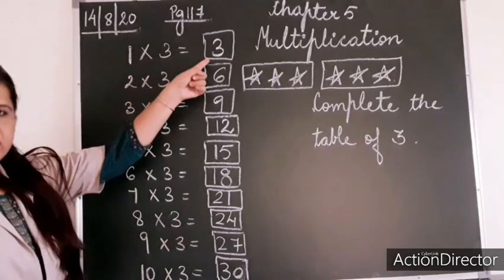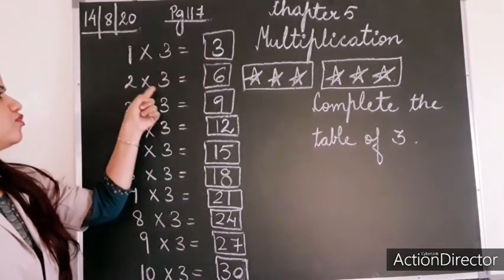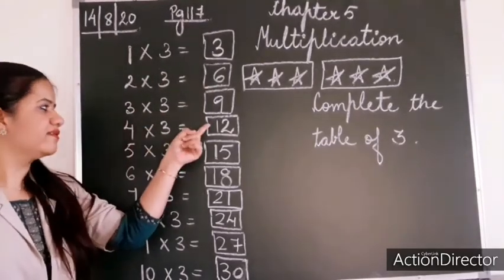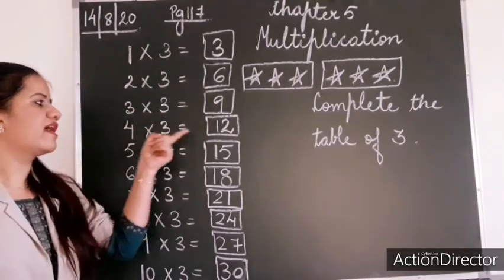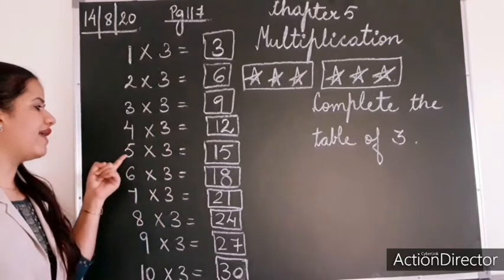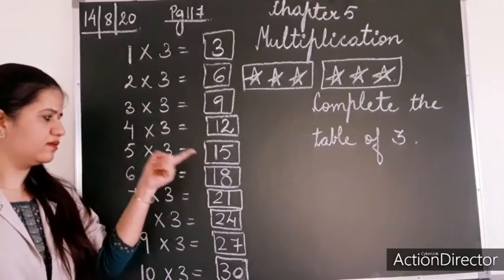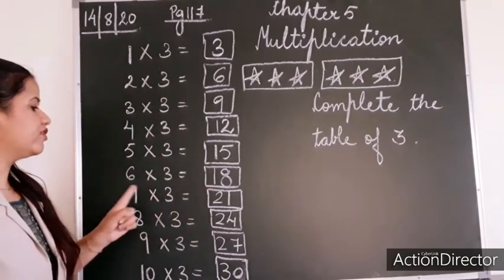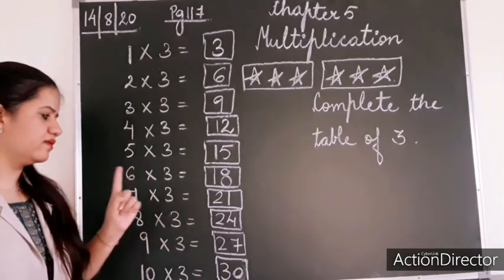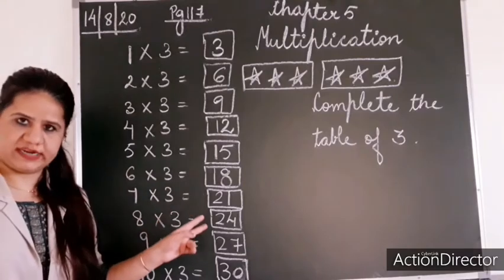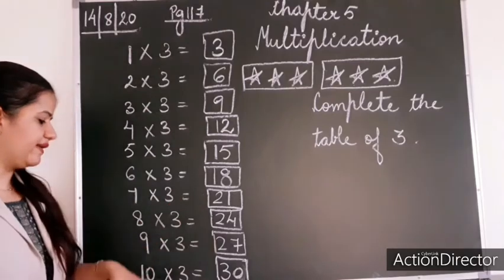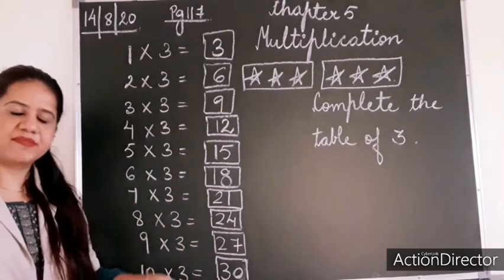1 3 is 3. 2 3s are 6. 3 3s are 9. 4 3s are 12. 5 3s are 15. 6 3s are 18. 7 3s are 21. 8 3s are 24. 9 3s are 27 and 10 3s are 30.